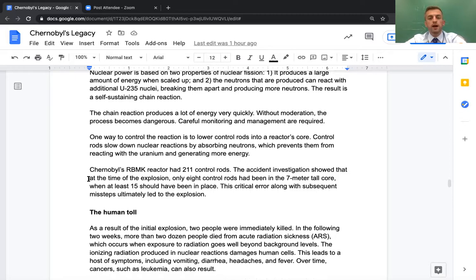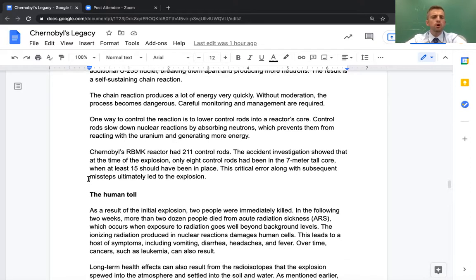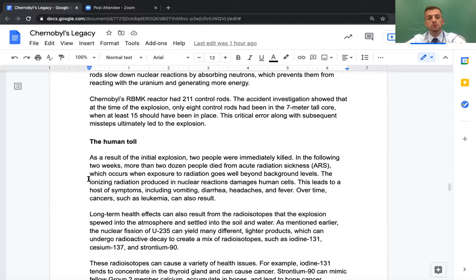One way to control the reaction is to lower control rods into a reactor's core. Control rods slow down nuclear reactions by absorbing neutrons, which prevents them from reacting with the uranium and generating more energy. Chernobyl's RBMK reactor had 211 control rods. The accident investigation showed that at the time of the explosion, only 8 control rods had been in the 7-meter tall core when at least 15 should have been in place. This critical error, along with subsequent missteps, ultimately led to the explosion.